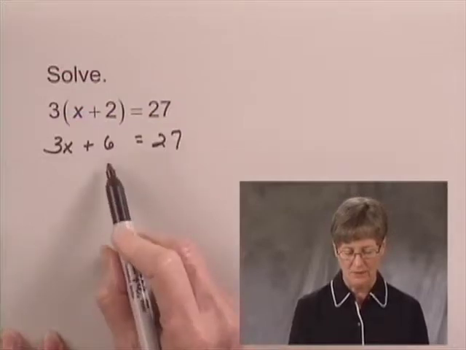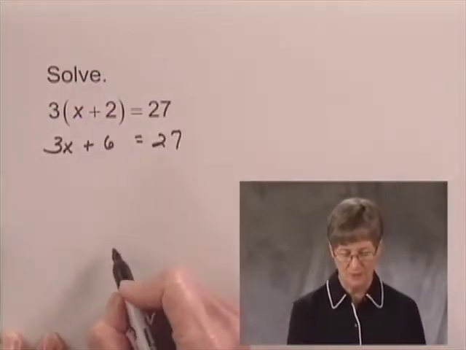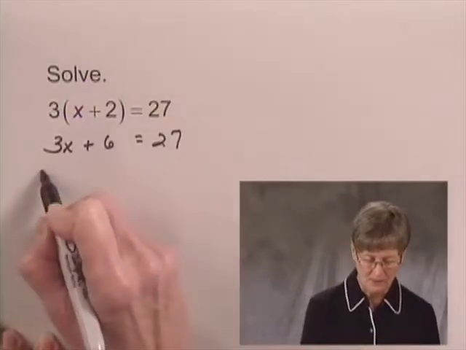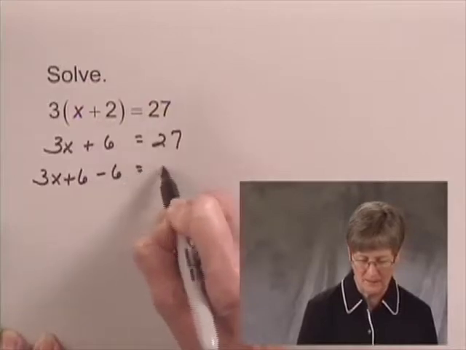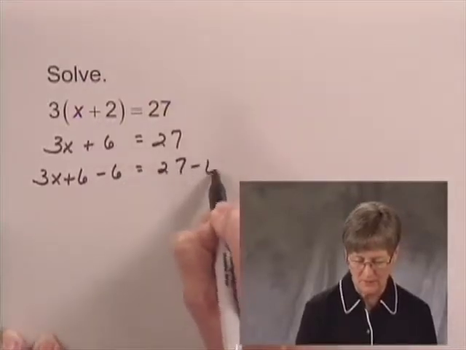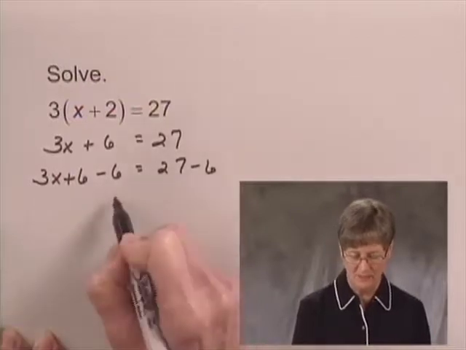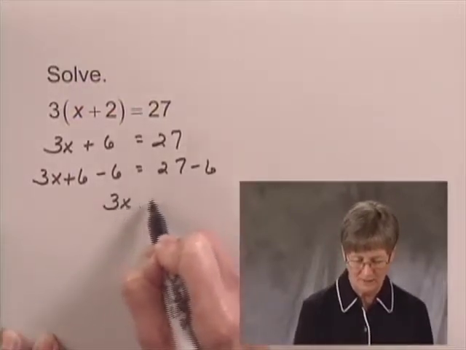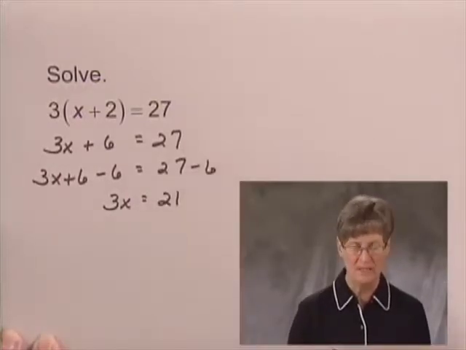Now the next thing I want to do is to subtract 6 on both sides of the equation to get 3x alone on the left-hand side. So we'll write 3x plus 6 minus 6 equals 27 minus 6. On the left-hand side, I'm left with 3x plus 0, or 3x. And on the right, 27 minus 6 is 21.